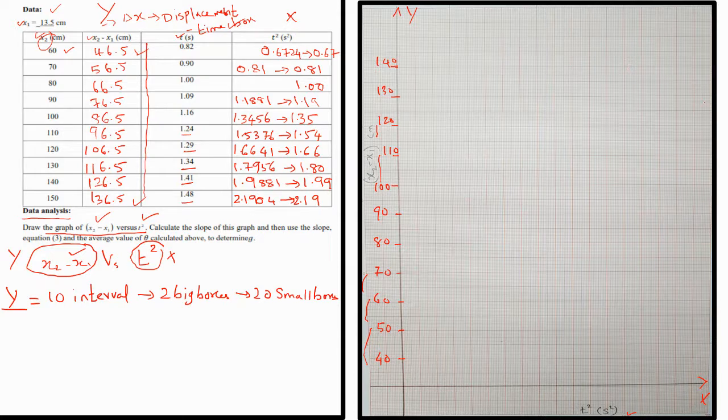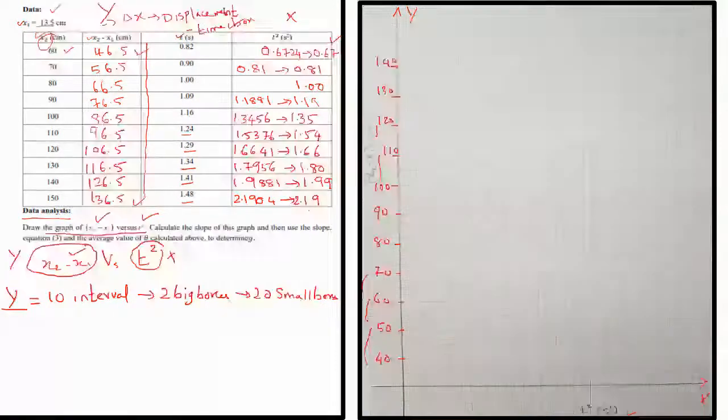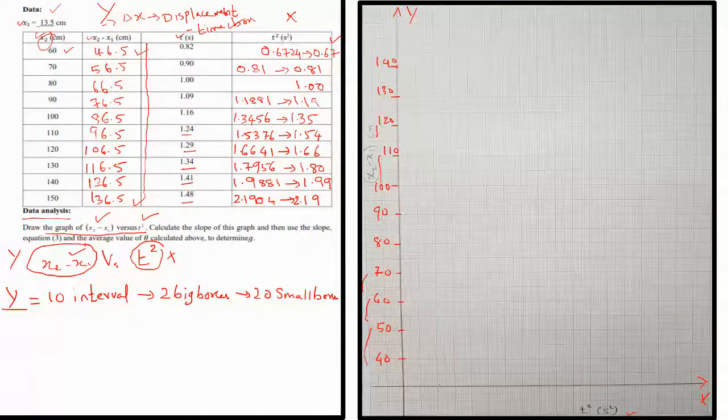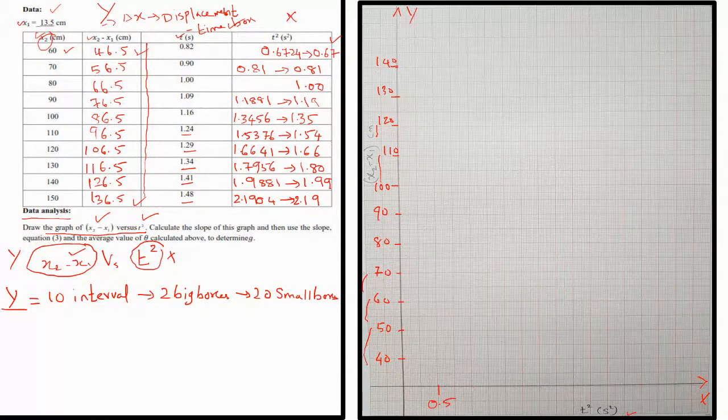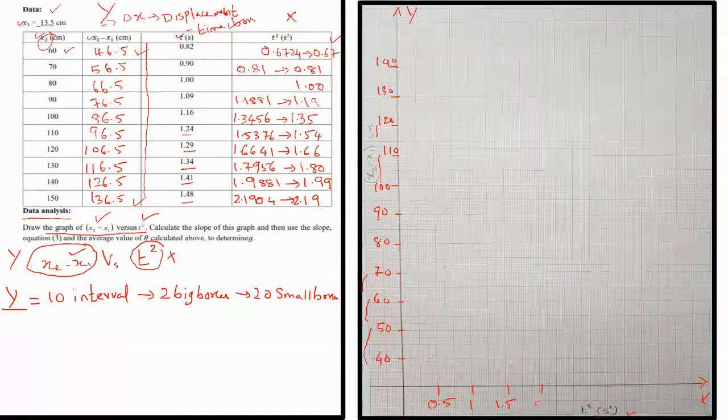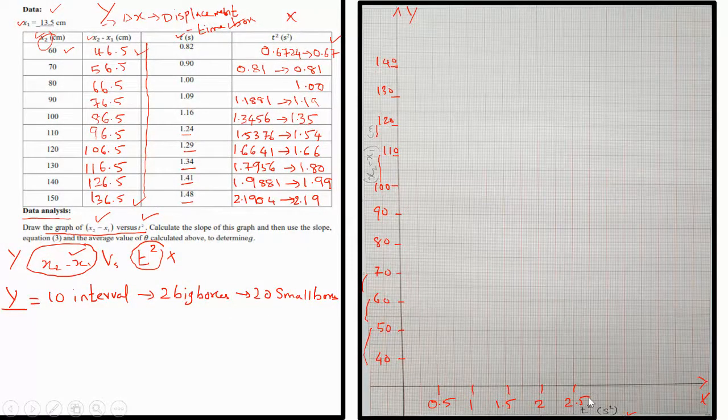Just see the table, what is our x-axis value? Our x-axis value starts from 0.67 and ends at 2.19. Am I right? Yes. So what I am going to do is draw the line with a pencil. I am going to take 2 boxes as 0.5 because I have to accommodate 0.5. So 2 boxes, 1; 2 boxes, 1.5; 2 boxes, 2; 2 boxes, 2.5. Am I right? Yes.